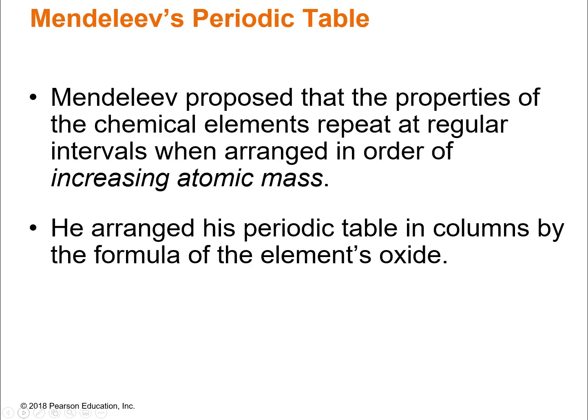Then a man named Mendeleev proposed that the properties of chemical elements repeat at regular intervals when arranged according to increasing atomic mass. So someone said, hey, these properties are going to repeat simply because we're increasing in atomic mass. And he arranged his periodic table by the formula of the element's oxide. So with all these metals and things, you can add oxygen. And the formula for that is going to be similar for elements that perform similar chemistry.